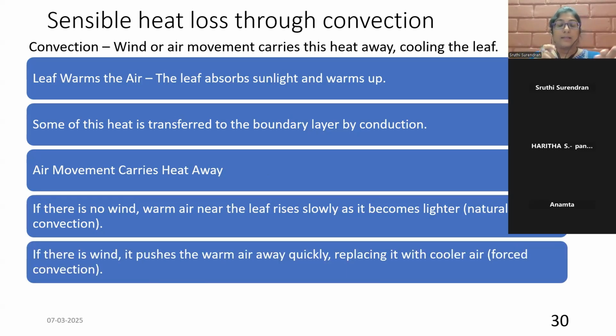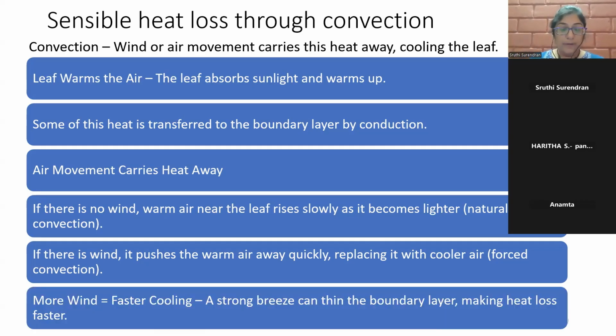So first, the sensible heat loss has to occur where heat has to be transferred from the leaf to the boundary layer. And then from the boundary layer, it is pushed by the air, which is the sensible heat loss through convection. So this is how sensible heat loss is happening in plants. First, there is sensible heat loss by conduction, where heat is transferred from the leaf to the boundary layer. And then there is sensible heat loss through convection, where heat is then transferred by the wind that is blowing, which will move the heat from the boundary layer.